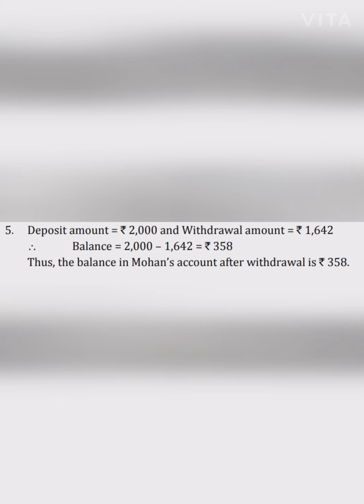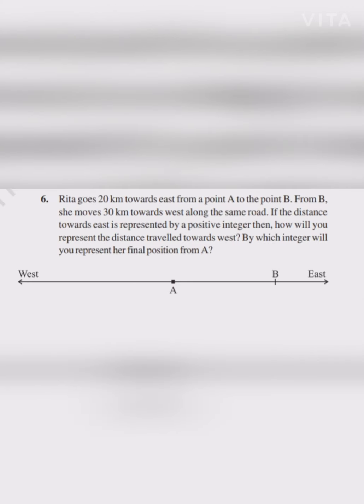Our sixth question is, Rita goes 20 km towards east from a point A to the point B. From B, she moves 30 km towards west along the same road. If the distance towards east is represented by a positive integer, then how will you represent the distance travelled by her towards west? By which integer you will represent her final position from A?